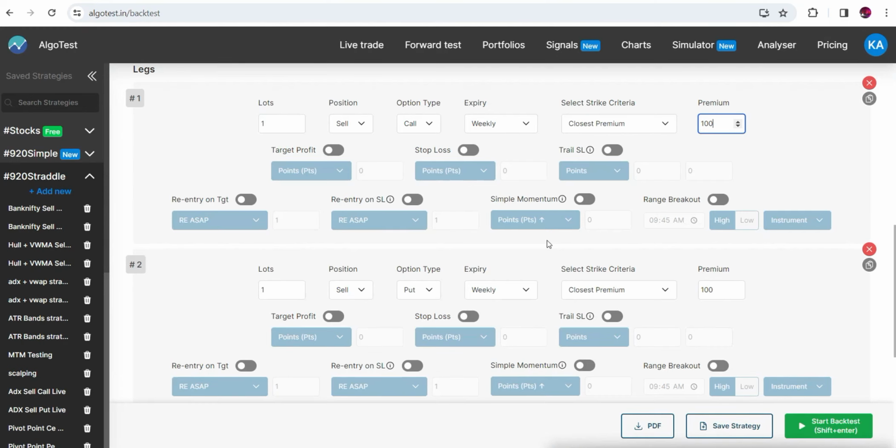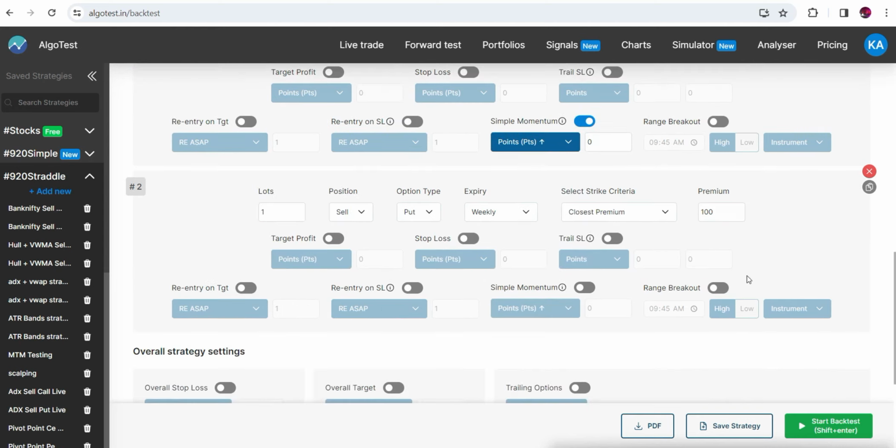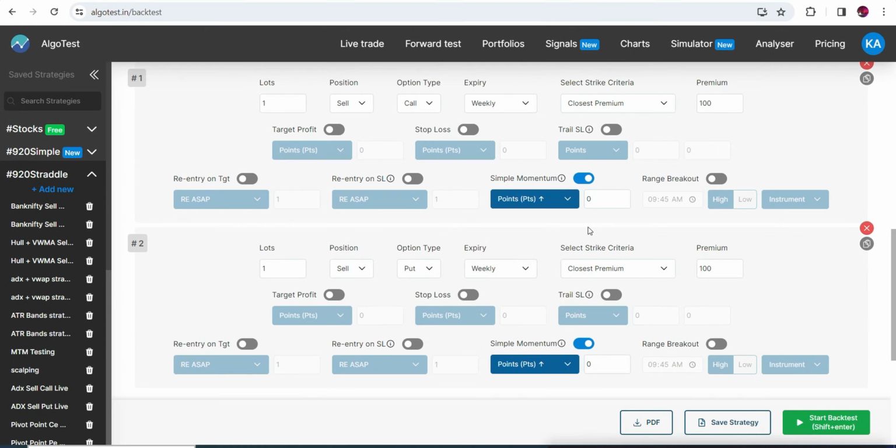Okay, now to create a momentum strategy, first we will enable simple momentum here. In simple momentum we will select 10 here. 10 means 10 points. So here we select upside arrow. You can see there are multiple options here. First we will discuss each feature in detail.